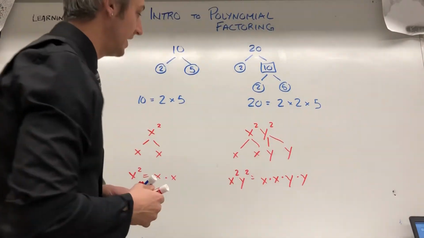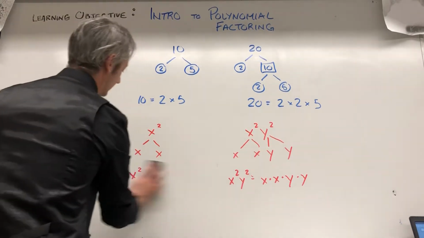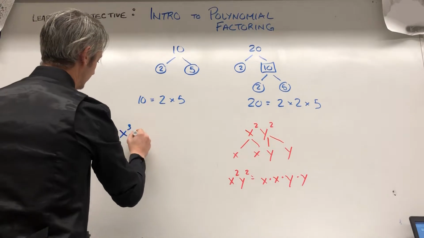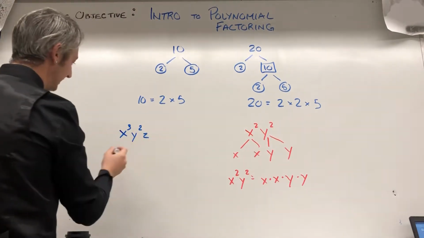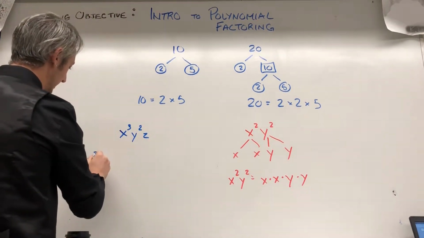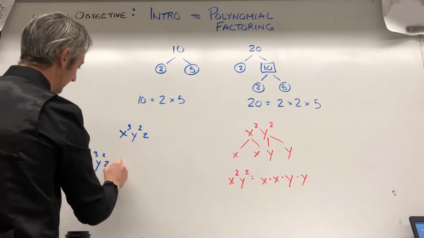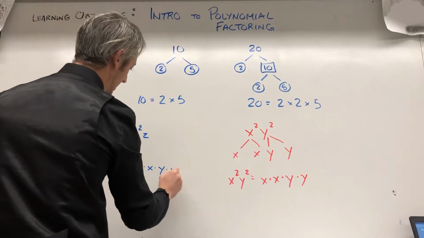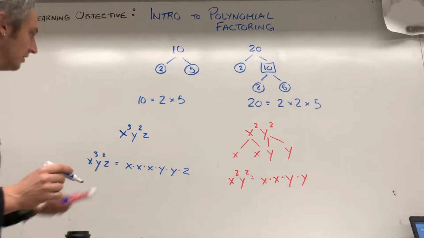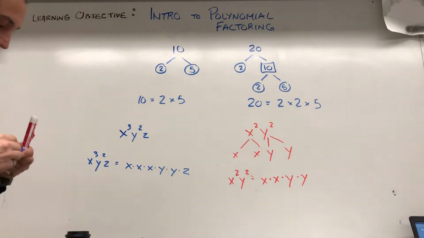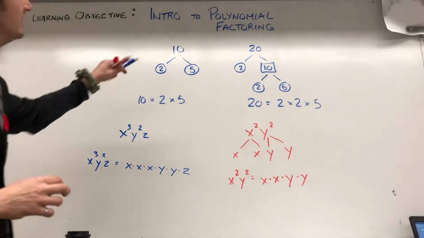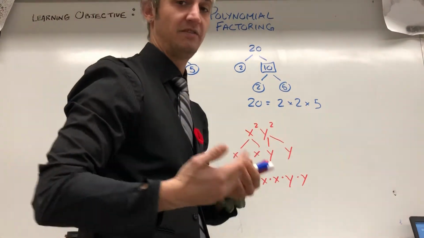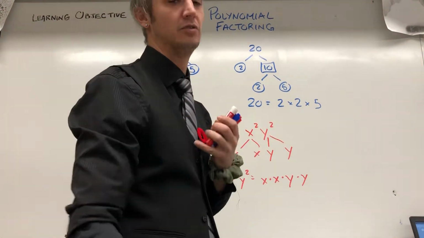So let's do one more just to drive it home. If I had x cubed y squared z, this factored, you guessed it, would look like x times x times x times y times y times z. That's the factored version of that expression. So we need to combine now. Phase one of factoring is we're going to start with factoring binomials, and then we're going to move on to factoring polynomials.